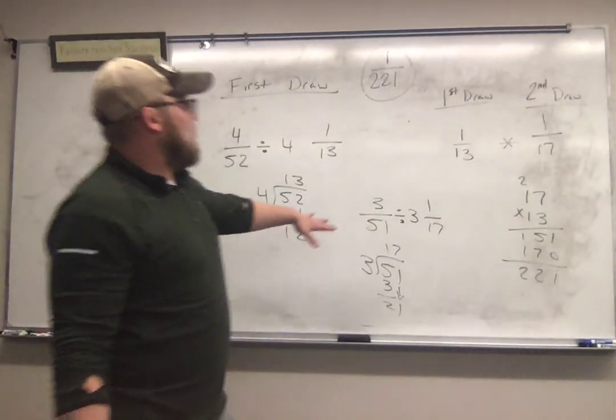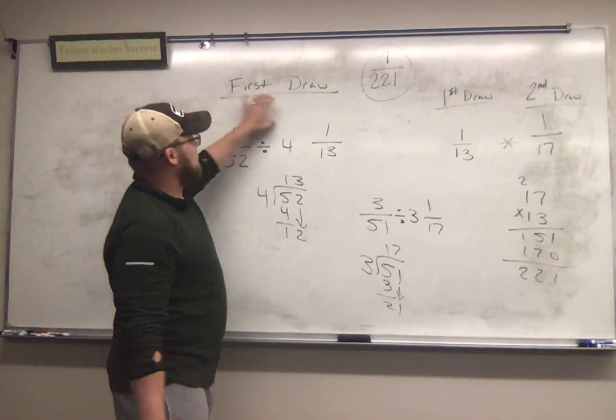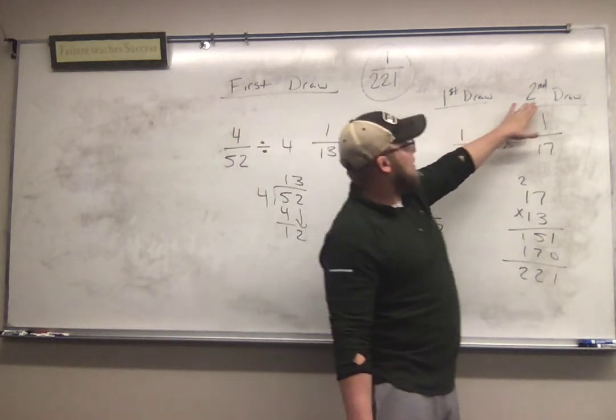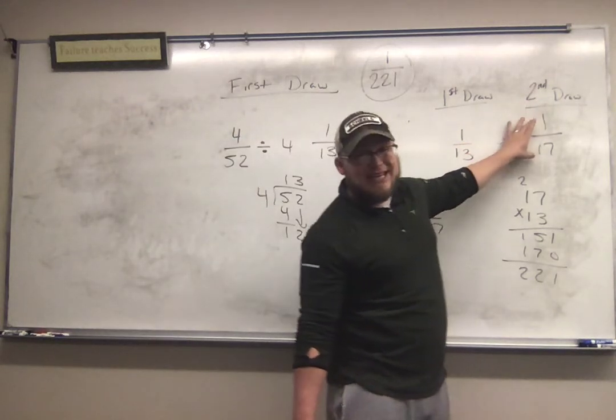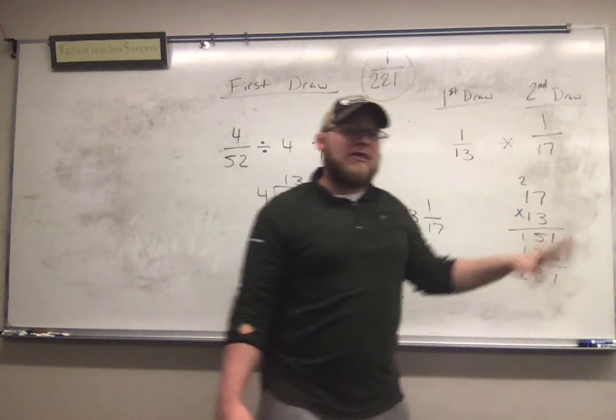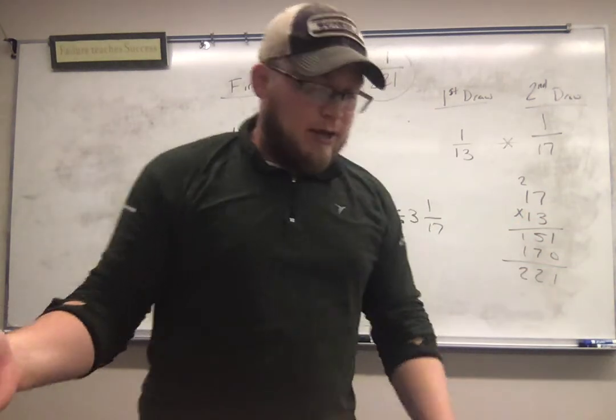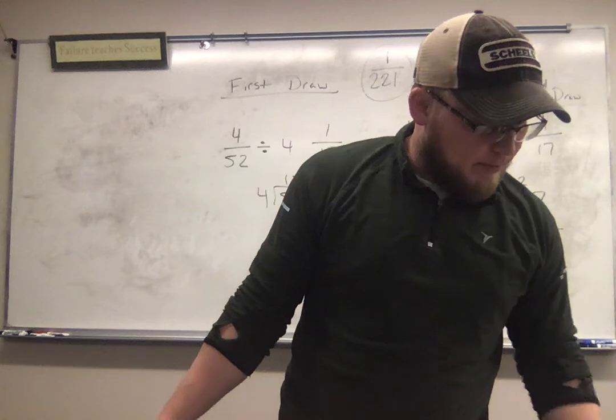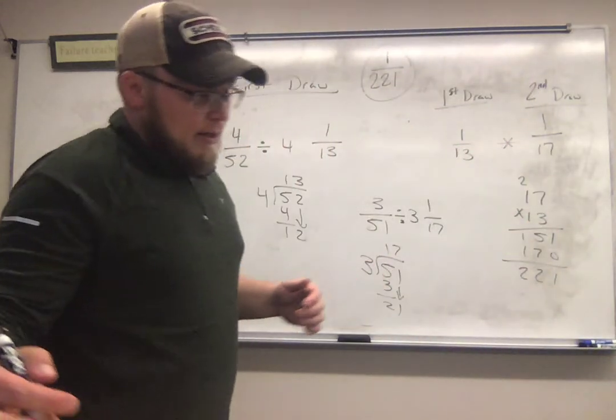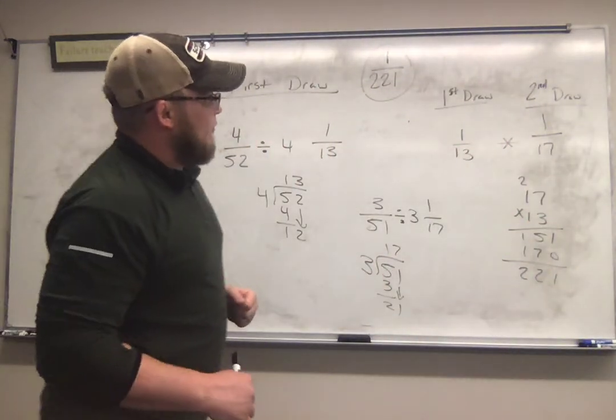So again, what did we do? We figured out the probability of the first draw, which is 1 out of 13. We figured out the probability of the second draw, which is 1 out of 17. And then we multiplied those together to get the total probability of what should happen. That's all for the probability.